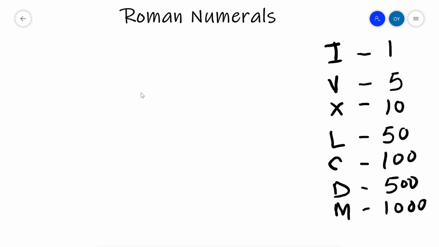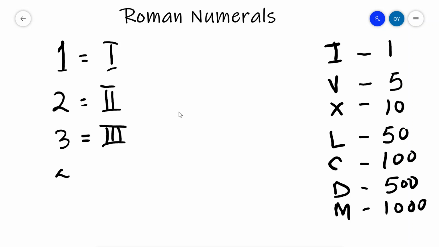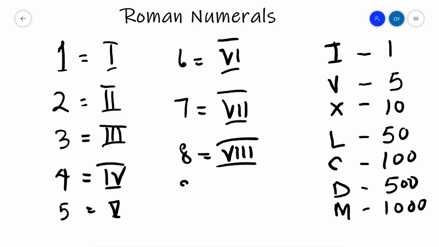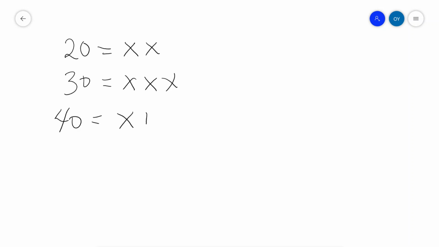I will now state for you what each figure represents in the Roman numerals. 1 is I, 2 is II, 3 is III, 4 is IV, and 5 is V. 6 represents VI, 7 is VII, 8 is VIII, 9 is IX, and 10 is X. 20 is XX, 30 is XXX, and 40 is XL.